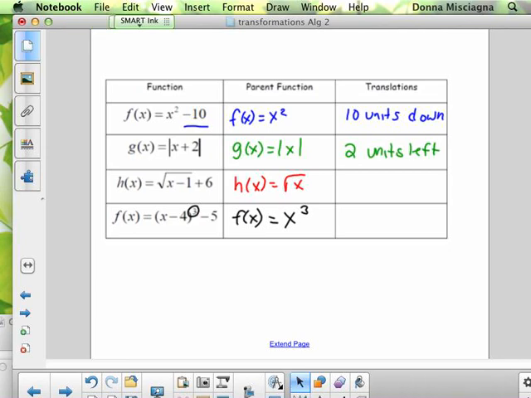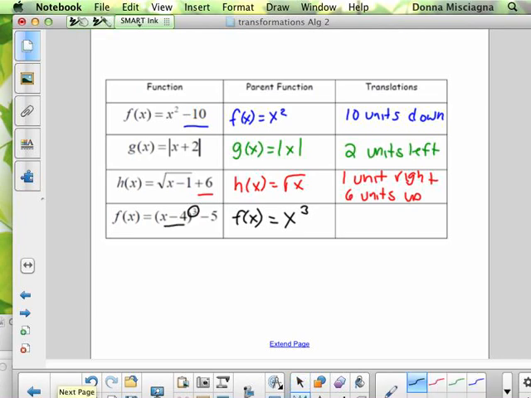Next one, we've got 2 transformations. The x minus 1 is added to the x. It's a minus, so it's right. So it's 1 unit right. That plus 6 I added to the end there makes us go up and down. It's positive, so it's 6 units up. And the last one, we have x minus 4. That's 4 units right. And we have a minus 5 at the end, 5 units down.